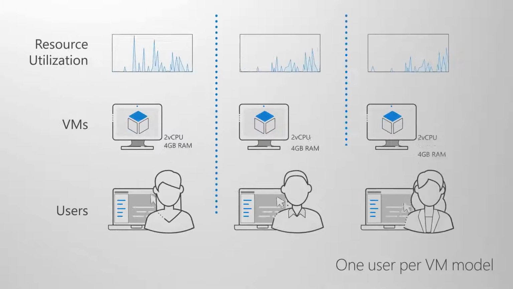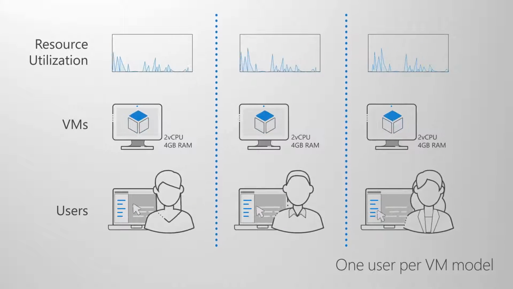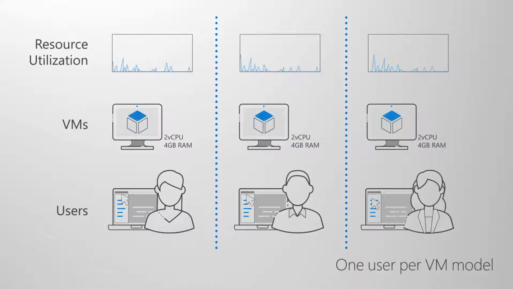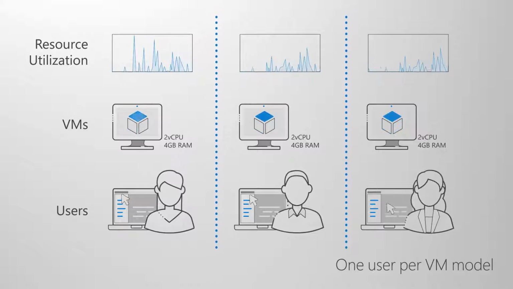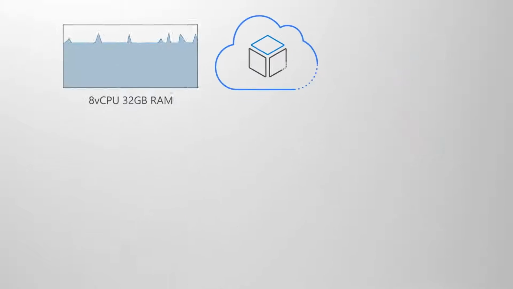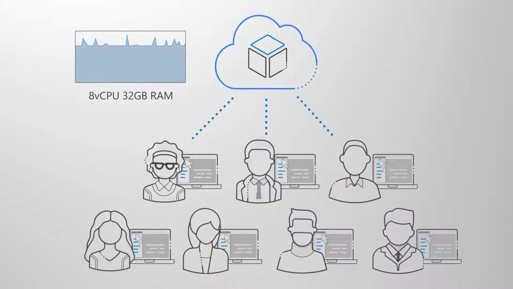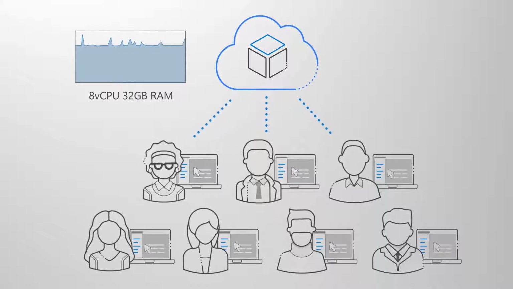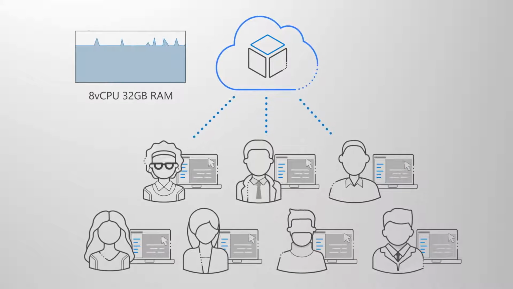So for example, in a one VM per user model, you typically size each of the user's VMs based on anticipated peak usage. But in typical workdays, a task or an office worker will rarely consume peak capacity of that VM. Now, with a multi-user model, you can deploy a single VM with sufficient CPUs and RAM to host several users on a single virtual machine.